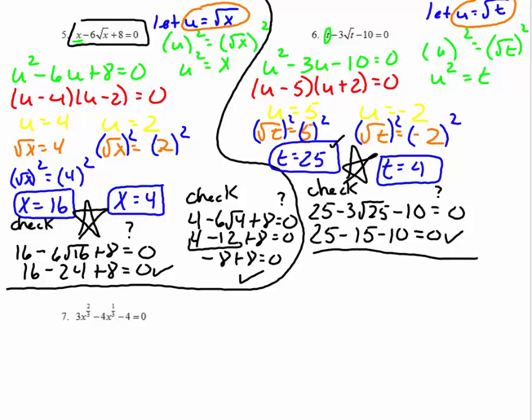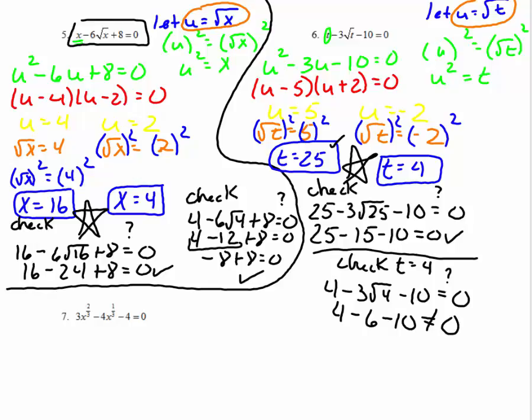Now let's check t equaling 4. So if I want to check t equaling 4, I'll plug in t being 4. So I get 4 minus 3 square root of 4 minus 10 is supposed to equal 0. Well, 4 minus, the square root of 4 is 2, 2 times 3 is 6, so minus 6 minus 10, that does not equal 0. So t equaling 4 is extraneous. So the only answer I do have is t equaling 25.